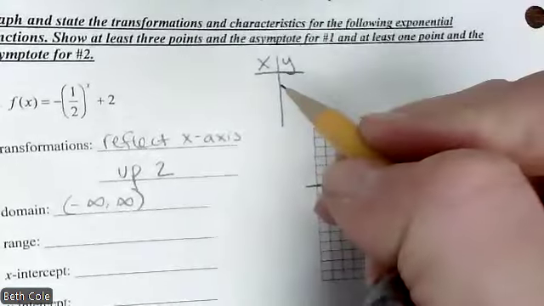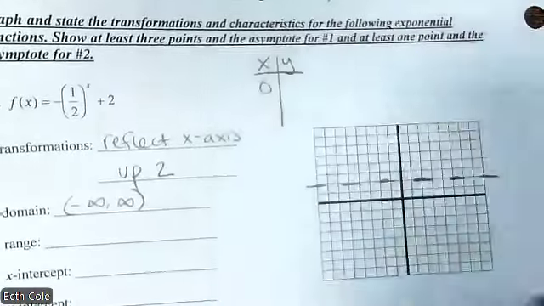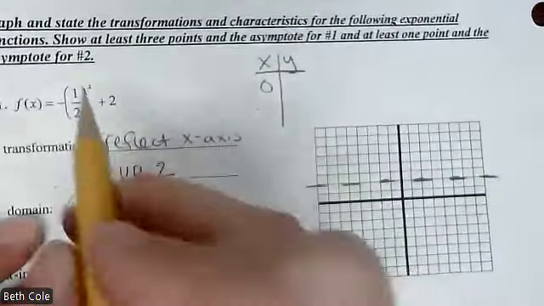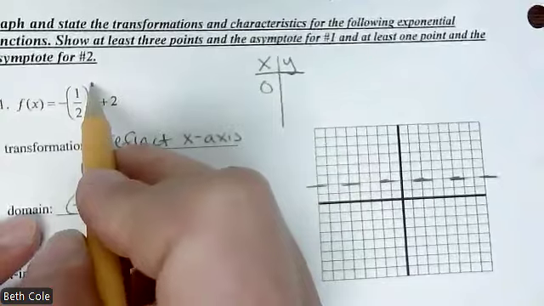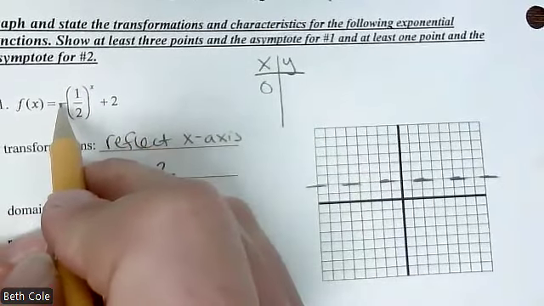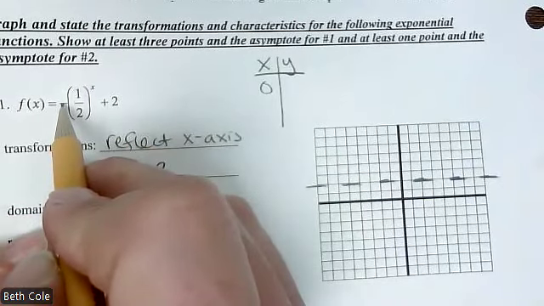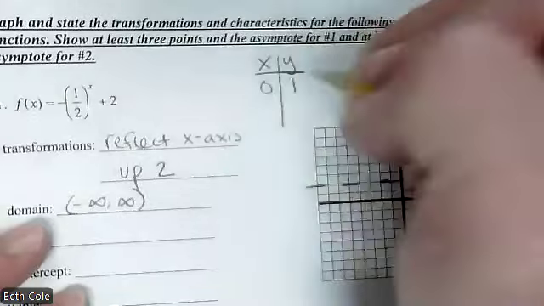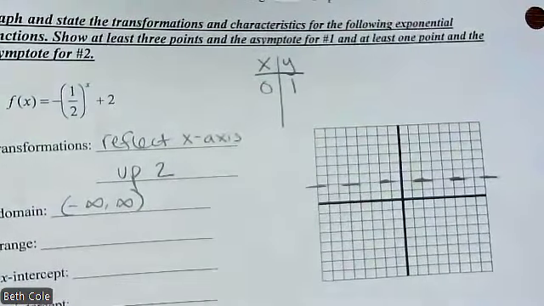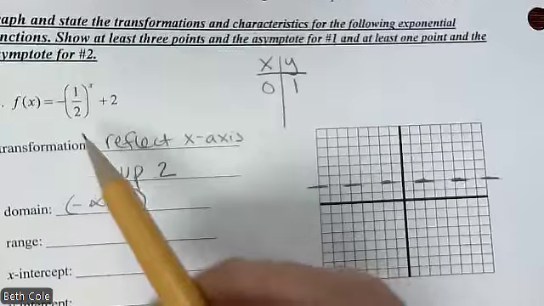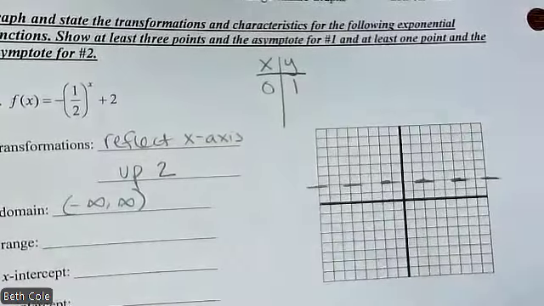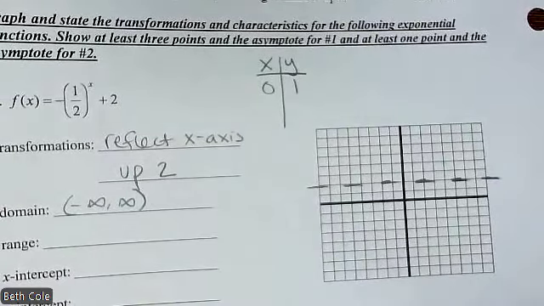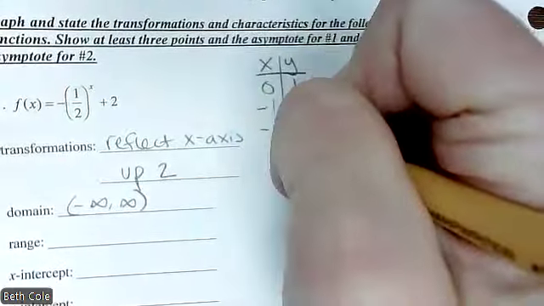I would do 0 to start with. So what is anything to the 0 power? 1. However, it's -1 plus 2, which is 1. Now, 1 is the next number I would want to think about. But 1/2 to the 1 is 1/2, and I don't want to plot a fraction. So instead of 1, 2, 3, we want to go negative. Let's go backwards.